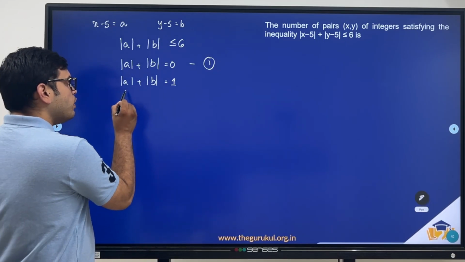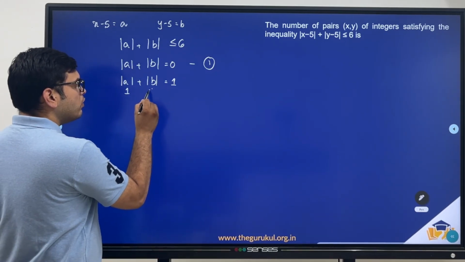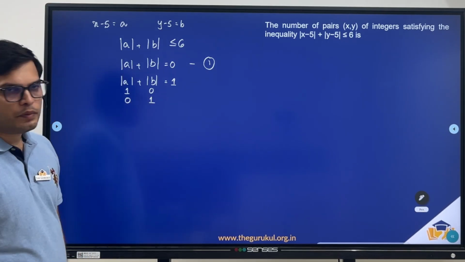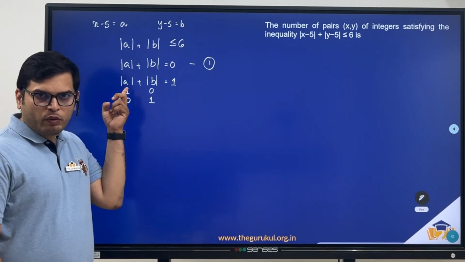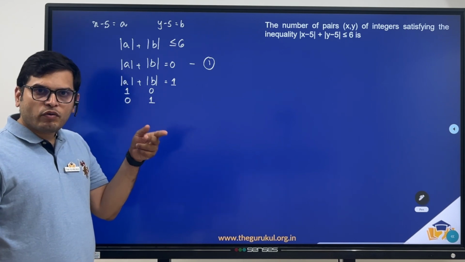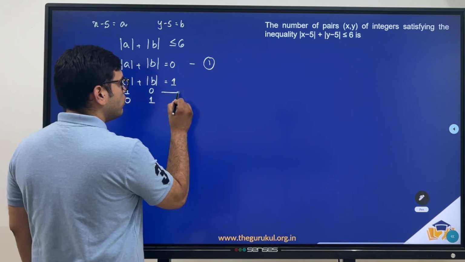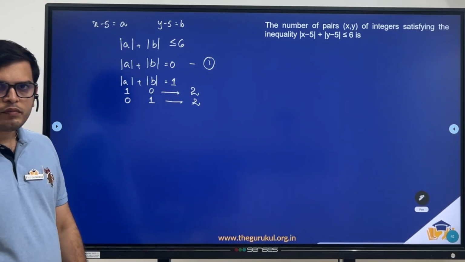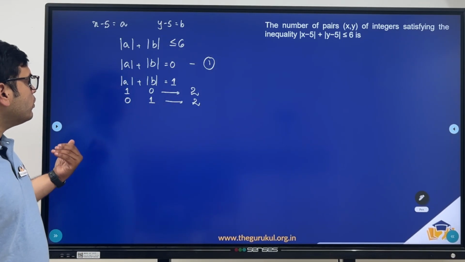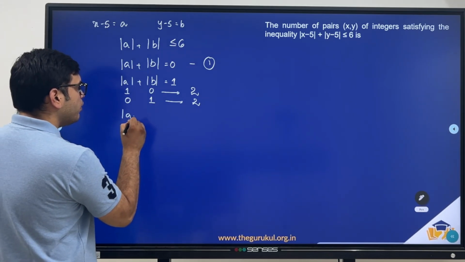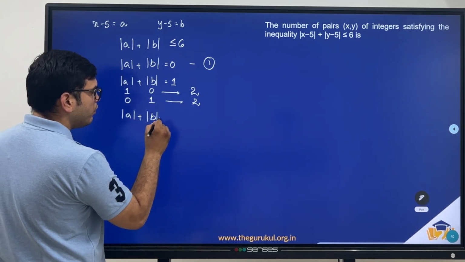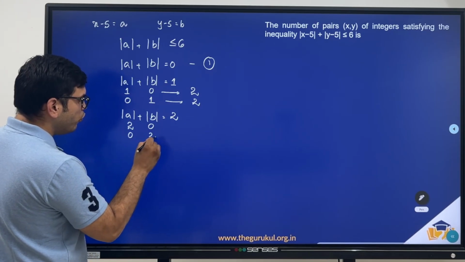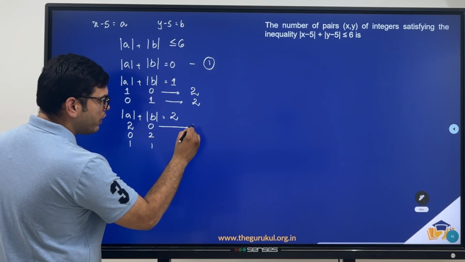So this is possible when this is 1, this is 0, this is 1, this is 0 and this is 1, right? Now for mod a to be 1, a can be plus or minus 1. So 2 cases here and 2 cases here, right? Then what? Mod a plus mod b is equal to 2. So you have 2 0, you have 0 2, you have 1 1. So you have 2 cases as discussed.